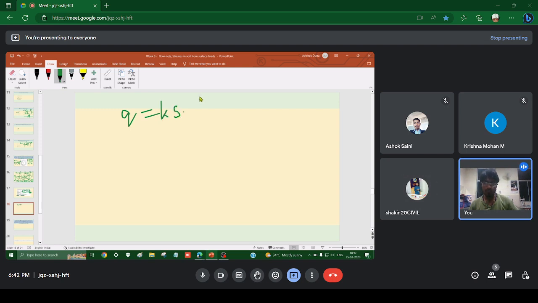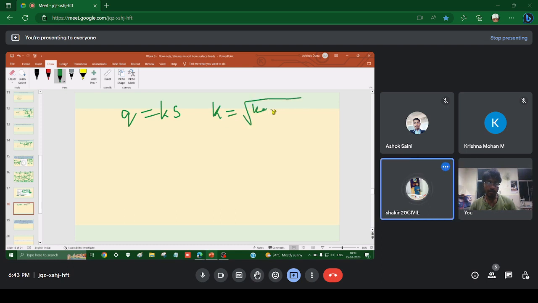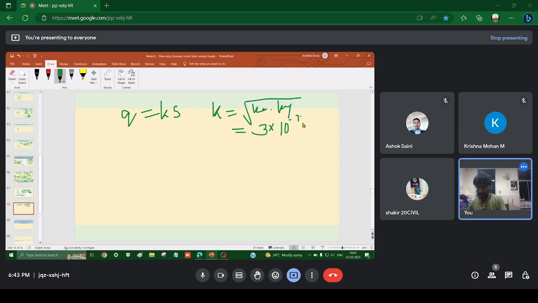Now, what we have to do? You have to first find out K. How will you find out K? Using the formula root over of Kx into Ky, right? If you do it, you will get how much? 4.5 into 2 is 9, root over 9 is 3. So 3 into 10 to the power minus 7 meter per second.